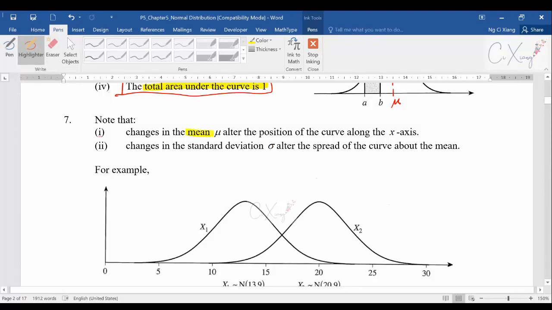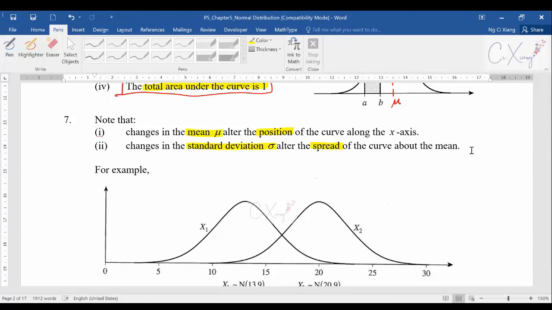Changes in the mean alter the position of the curve. Changes in standard deviation alter the spread of the curve about the mean. Okay, so what does it mean? If I say the mean value is different but the variance is the same, what will happen to your graph? I think it is quite worth for us to discuss.